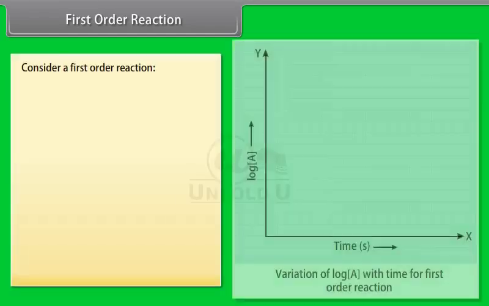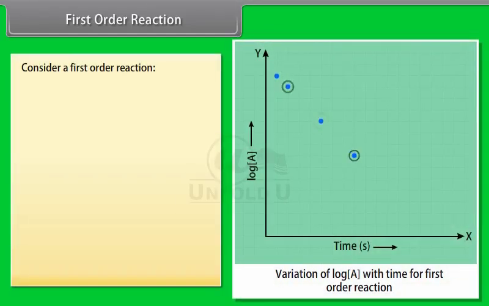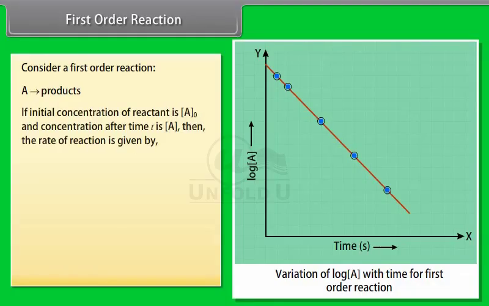First order reaction. Let us consider a first order reaction in which A is changing into products. If the initial concentration of reactants is A naught, and concentration after time T is A, then the rate of the reaction is given by minus dA by dt is equal to product of K and A. It can be written as minus dA upon A is equal to K dt.